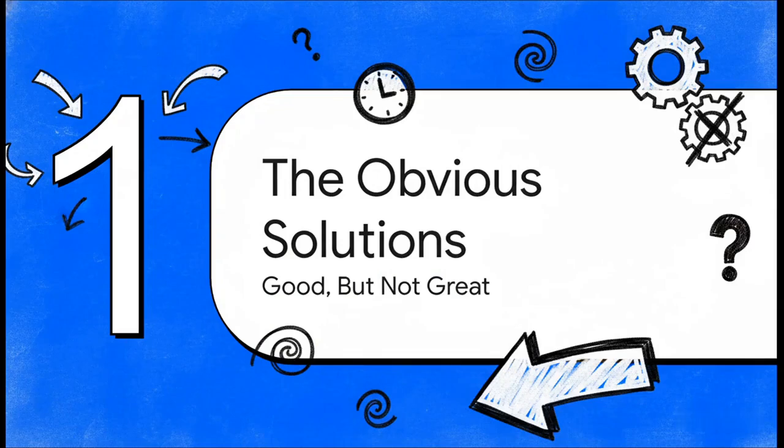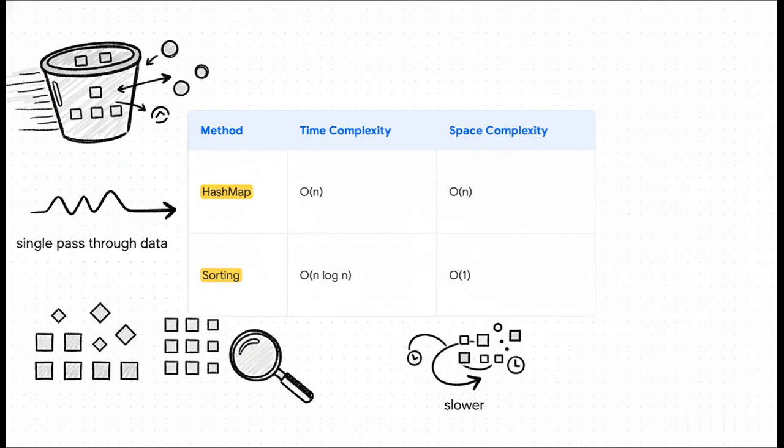Now, if someone threw this problem at you in an interview, a couple of ideas probably pop into your head right away, and they'd work. They're just not the greatest. Let's take a quick look at these obvious but not so great solutions. First off, you could use a HashMap. Just go through the list and keep a running count of every element. This is really fast. It's a single pass, which we call O(n) time. The problem? Memory. You need to store a count for potentially every unique element, so that's O(n) space.